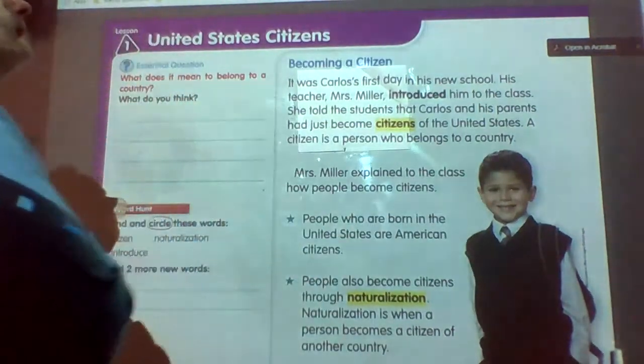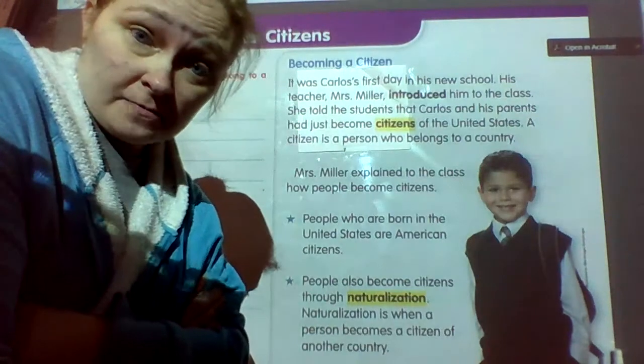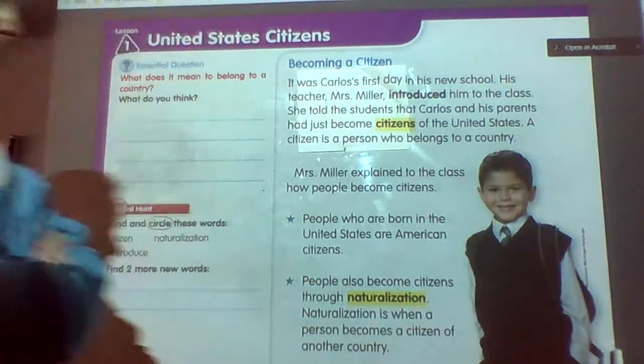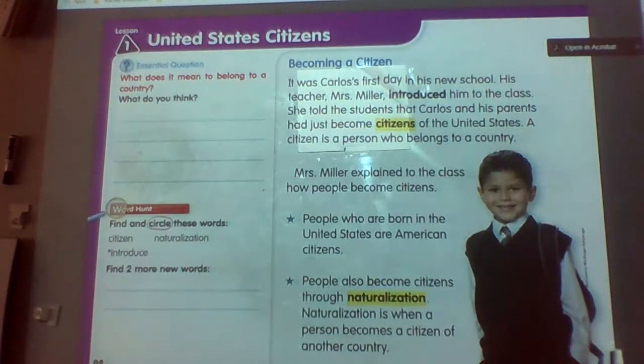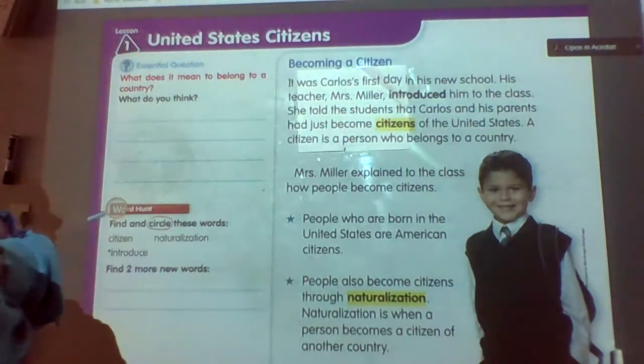Here's Carlos. If Carlos was in our class, he would be in our class, right? But let's see where Carlos is from. It was Carlos's first day at his new school. His teacher, Mrs. Miller, introduced him to the class. She told the students that Carlos and his parents had just become citizens of the United States.